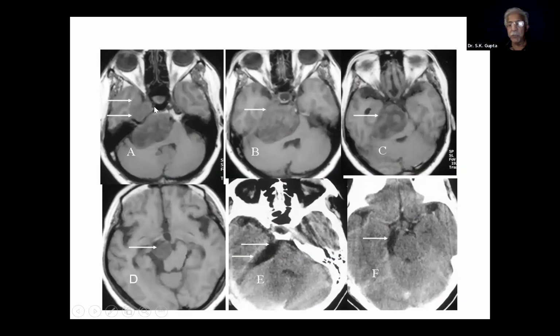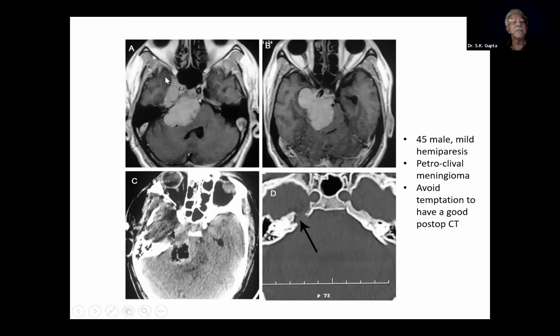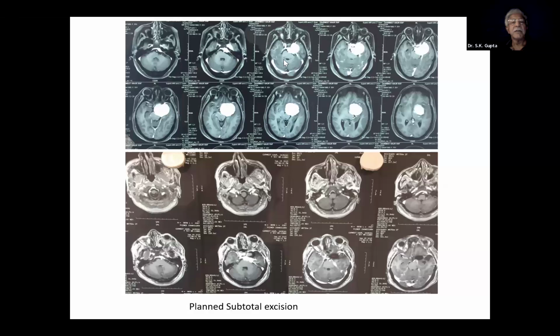Again, another tumor removed by this approach. Again, working along this long axis, and again, avoid the temptation to have a good post-op CT. It is always better to leave some amount of tumor rather than risk injuring the perforator, especially for large petroclival meningiomas, where I sometimes like to do a planned subtotal resection, because the quality of life has to be preserved. So, a large petroclival meningioma, but a subtotal resection was done.